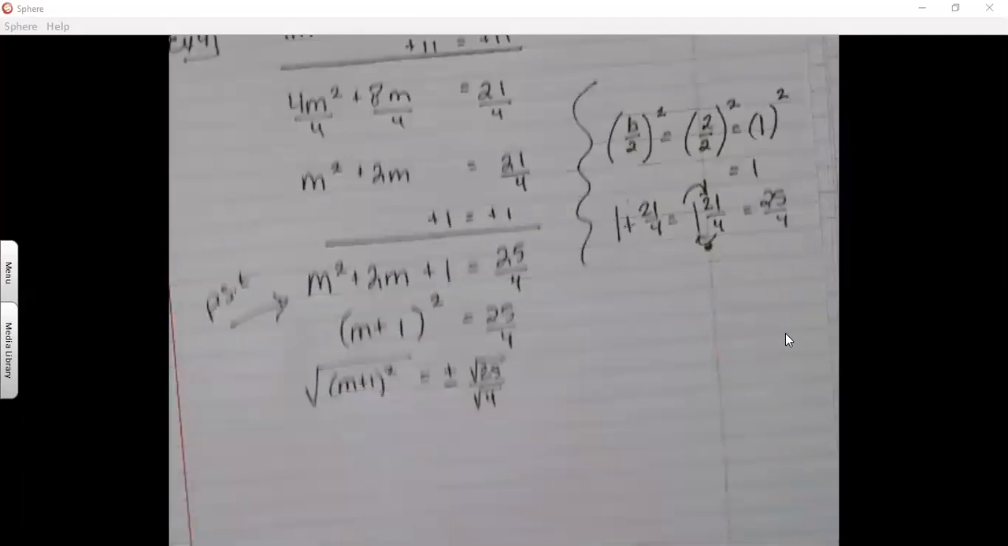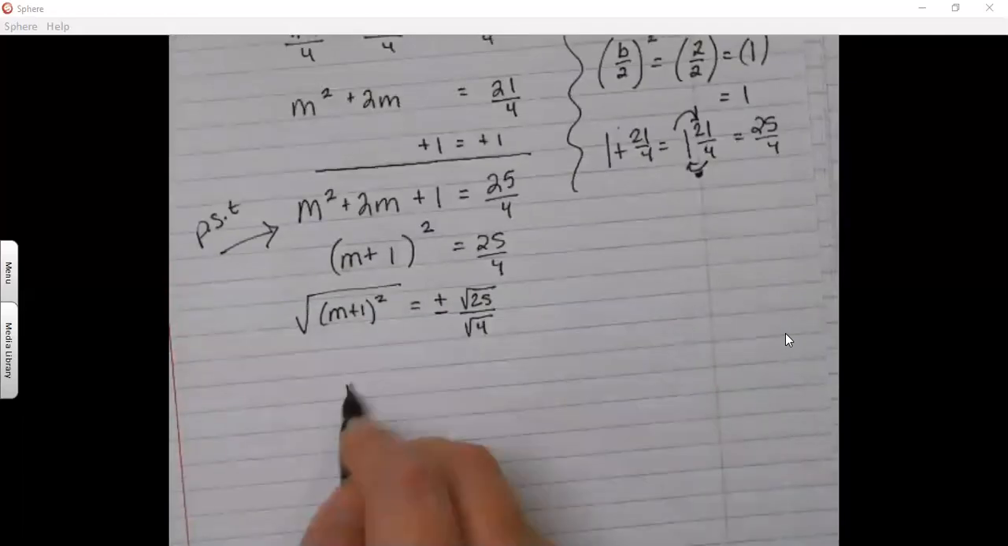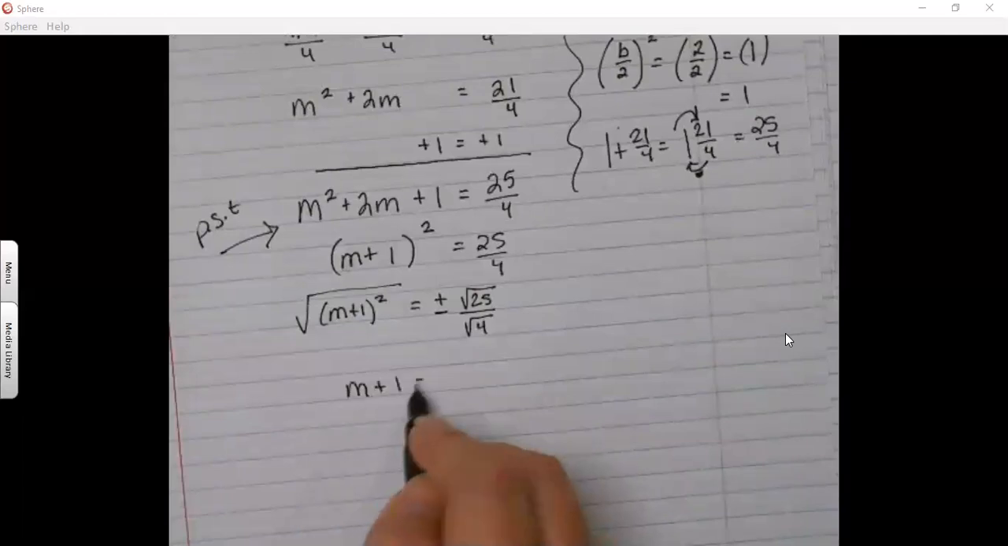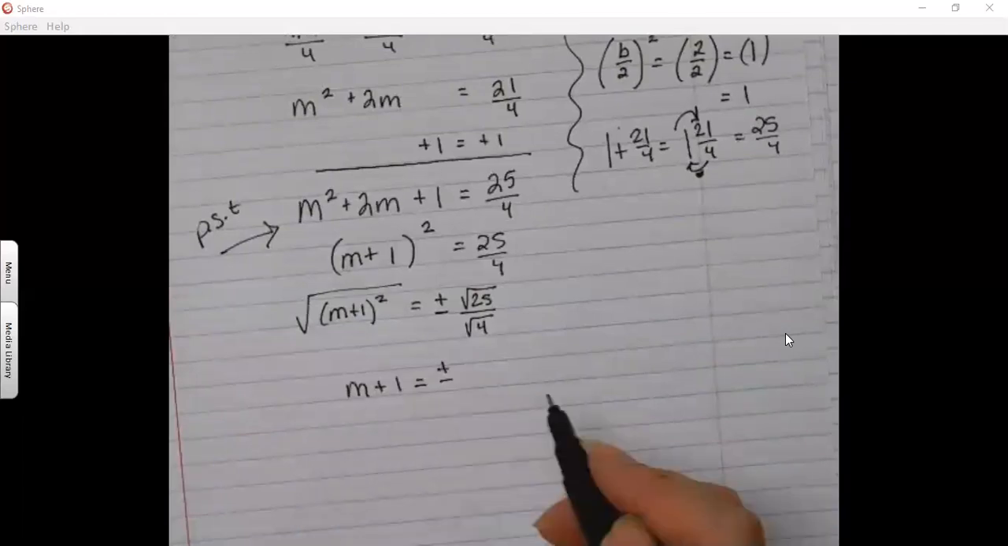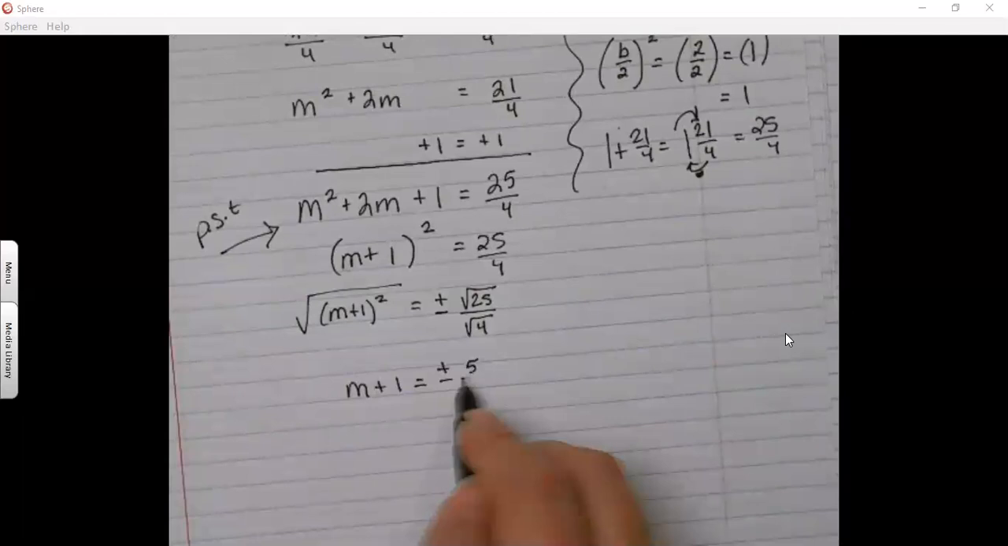What's the square root of m plus 1 quantity squared? M plus 1 equals positive or negative, and for 25/4 I can take the roots separately. What's the square root of 25? What's the square root of 4? 2. Boom. I don't have a radical in this answer. That's okay. We did the quadratic formula where you didn't get a radical in your answer, right? Sometimes you do, sometimes you don't.